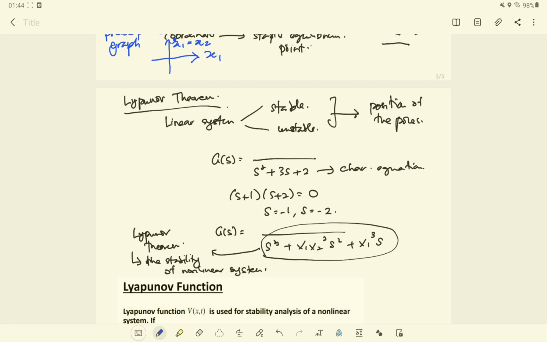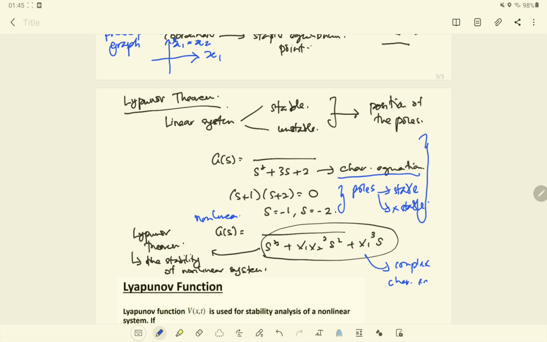If you want to check the stability of a linear system, you can simply factorize the characteristic equation. Then you get the location of the poles, so you can check whether the system is stable or unstable. But if the system is nonlinear, you cannot simply factorize the characteristic equation. So you have to use the Lyapunov theorem in order to check the stability of the nonlinear system.